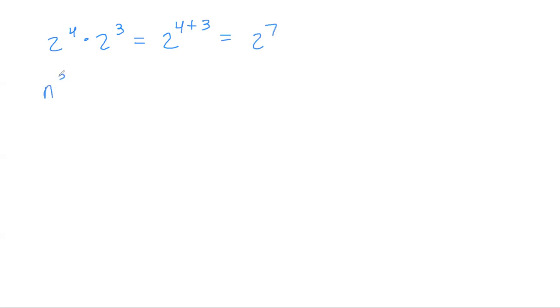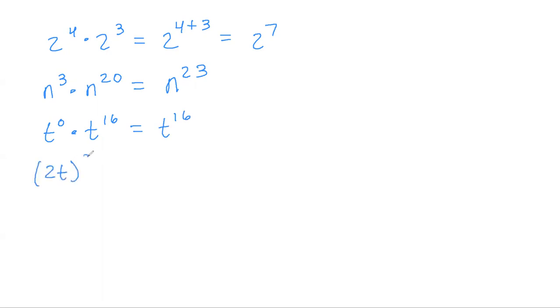If I had n to the 3rd times n to the 20th, I get n to the 23rd. If I had t to the 0 times t to the 16th, of course that's just t to the 16th. If I had 2t to the 8th and then 2t to the 17th, again, same idea. I can just say, oh, just 2t to the 25th power.